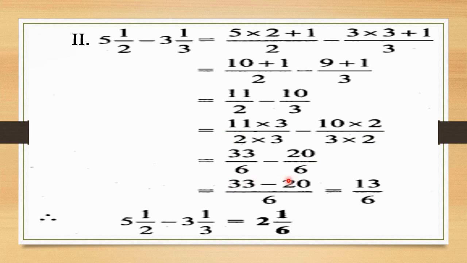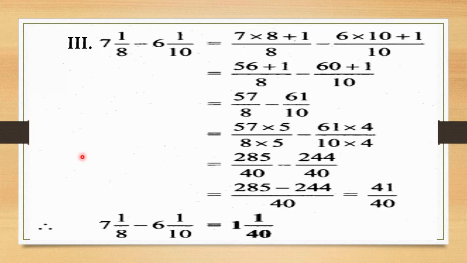So now the denominator is same. We can simply subtract numerator over a common denominator. So 33 minus 20 upon 6, you will get 13 by 6. So in mixed number we can write like this, 2 1 by 6. So 5 and 1 by 2 minus 3 and 1 by 3 is equal to 2 and 1 by 6.